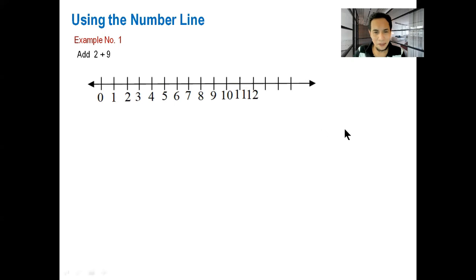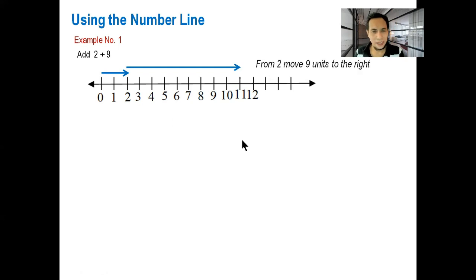So let's start with 2 plus 9 by using the number line. This is the number line. To the right of 0 are positive, to the left are negative. Since we are dealing with positive, we will be illustrating from 0 to the right. 2 plus 9, that's 2 units from 0 going to the right. Plus 9, so from 2, add 9 units to the right because 9 is positive. This is the illustration.